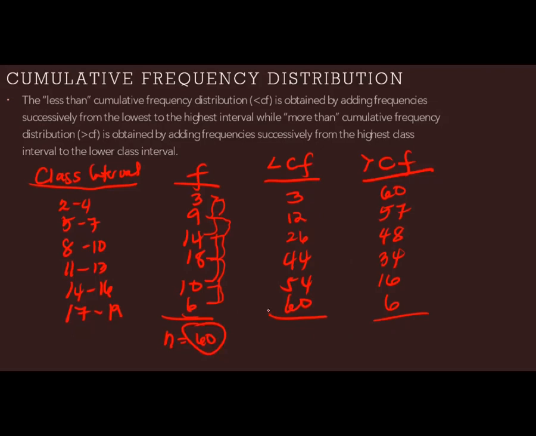Okay, so this is our less than cumulative frequency, and this is our more than cumulative frequency. Again, this is obtained by just adding frequencies successively from lowest to highest, while the more than cumulative frequency distribution is obtained by adding frequencies successively from highest class interval to the lower class interval.